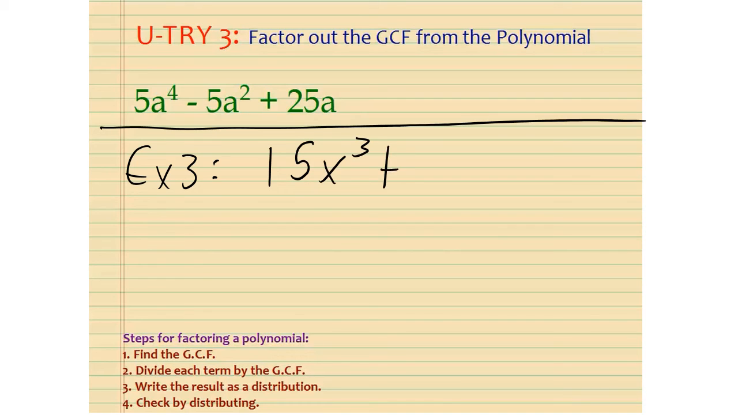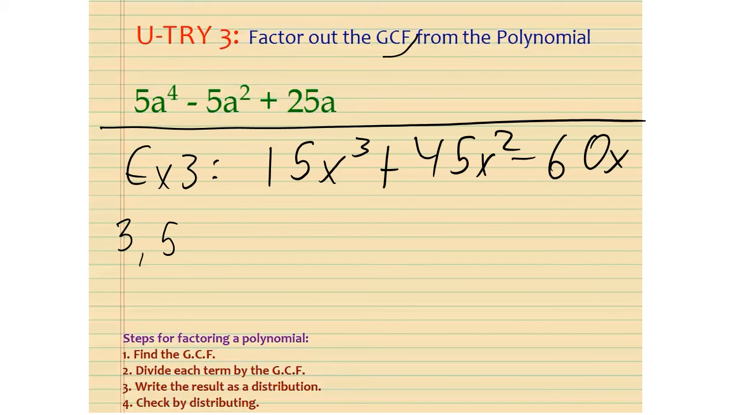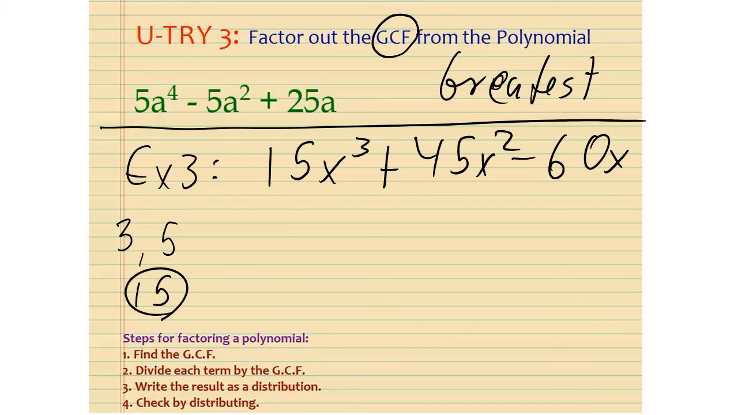15x cubed plus 45x squared minus 60x. Now I'm looking at all three terms and asking myself, what is the greatest common factor? Again, I'm looking at the numbers first. What's the GCF of 15, 45, and 60? Well, 3 goes into all of them, 5 goes into all of them, but what is the greatest, the biggest common factor? That would be 15. So I'm going to factor out 15 from all three terms.